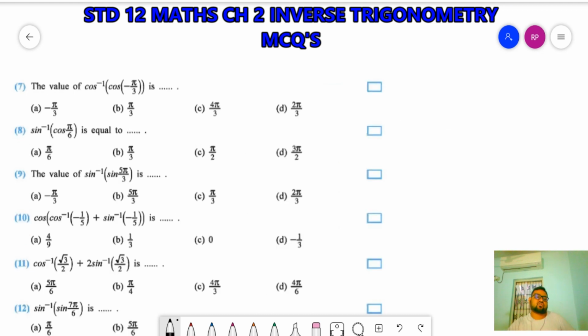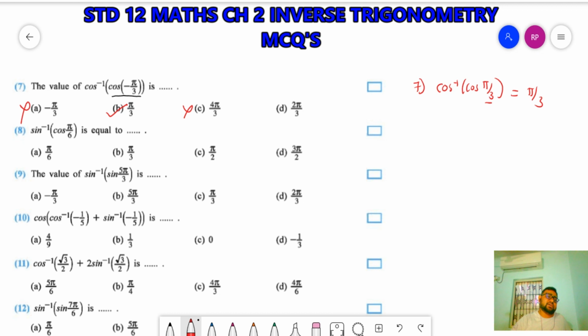So the value of cos inverse cos minus pi by 3. Now see, cos is an even function. So either it is cos minus pi by 3 or cos plus pi by 3, it doesn't make a difference. So in 7th, I can write it down cos inverse cos pi by 3. Now pi by 3 lies in the range of 0 to pi. So the answer is pi by 3. See option A and option C, no need to check it. These both values don't lie in the range 0 to pi. So they are already cancelled. So only two options were existing, B and D. Now after solving, we got option B.